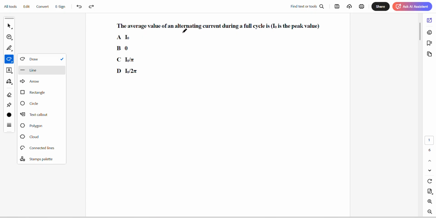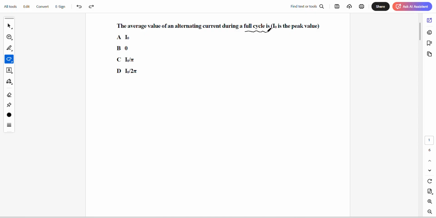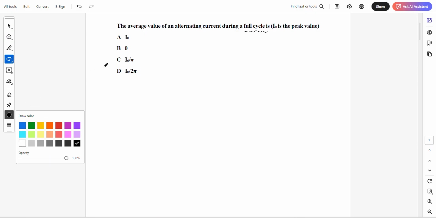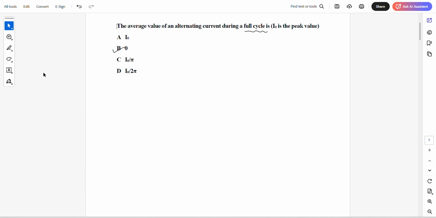What it is saying: the average value of an alternating current during a full cycle. Okay, during a full cycle, how much is the average value? Its value is zero. How do we know that?